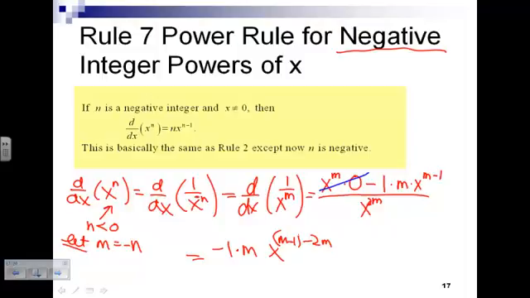minus 2m. If I'm going to bring everything into the numerator, I take the exponent on the top and subtract the exponent on the bottom. It's m minus 1 minus 2m. And so now there's no denominator. I brought this guy up there, and I did the exponents to resolve that. Let me see if I can finish this off now. I got negative 1 times m, but what is m? Negative n. So guess what negative m is? n.